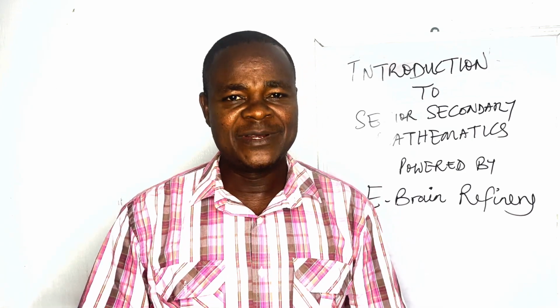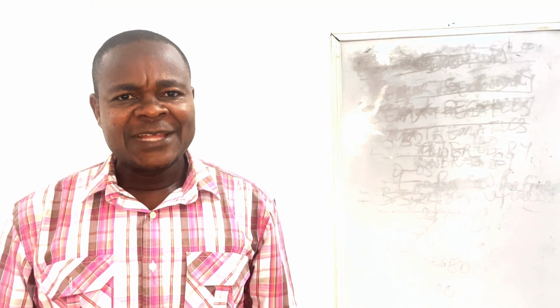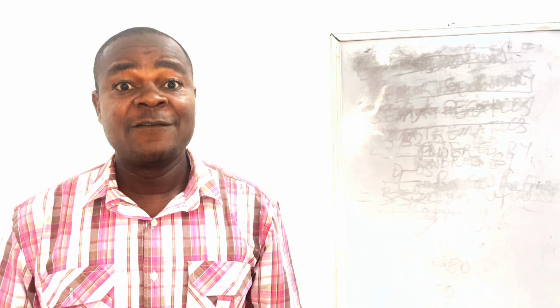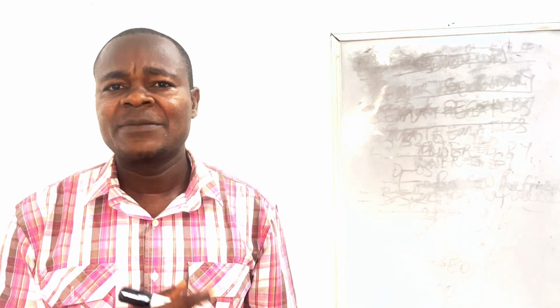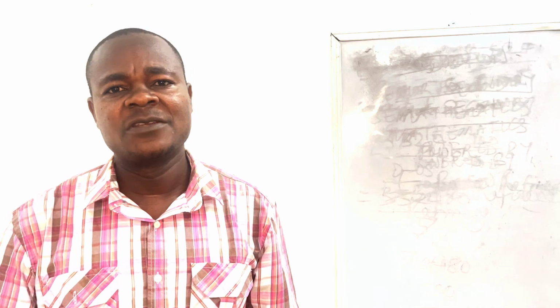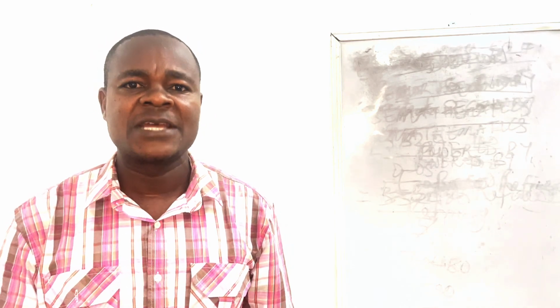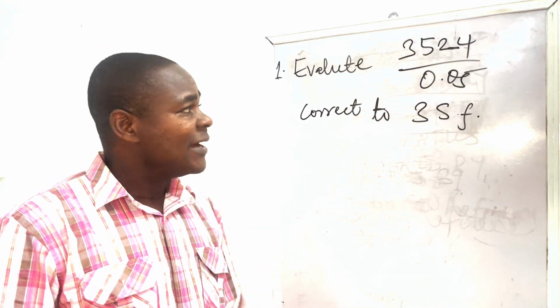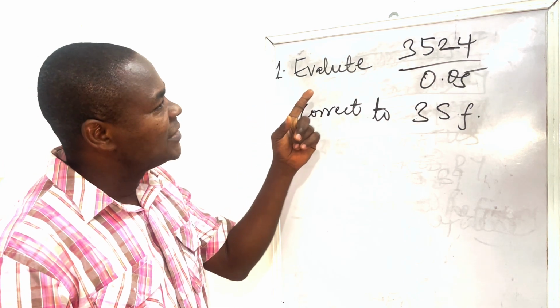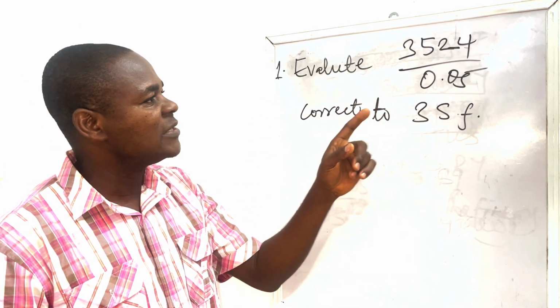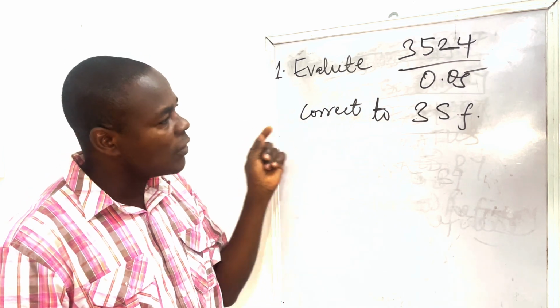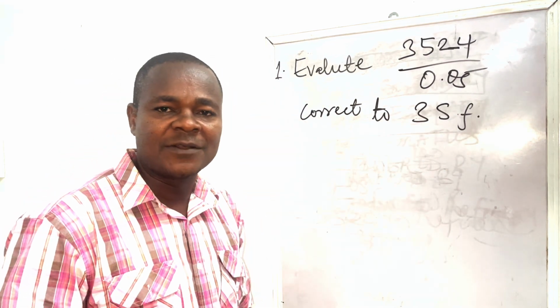Let's start with numbers and numeration. We will start by solving questions involving numbers and numeration. And please pay rapt attention because most of these questions are WAEC and JAM standard questions. So here we are. We are trying to evaluate 3,524 divided by 0.05. The answer should be correct to 3 significant figures.